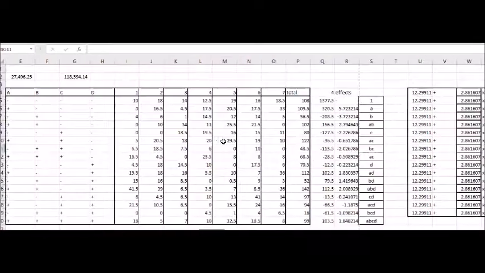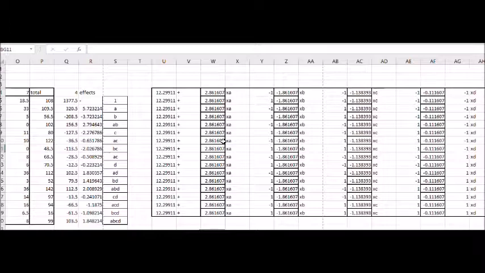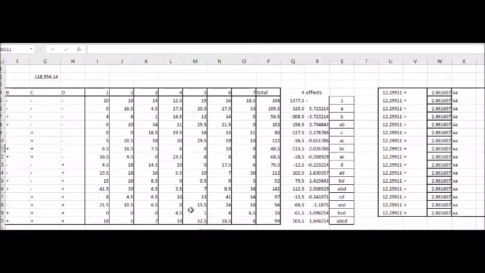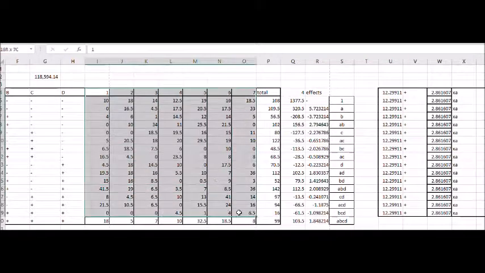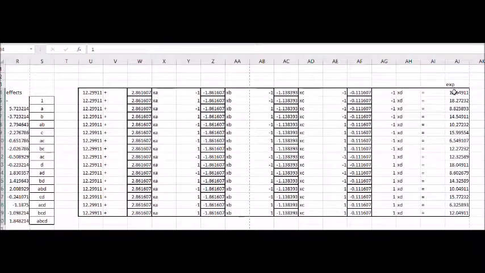So we're going to have the residuals. The formula is observed minus expected. Observed data is our collected data from the experiments, this table, and the expected is going to be the solved equation according to the signs of each factor.